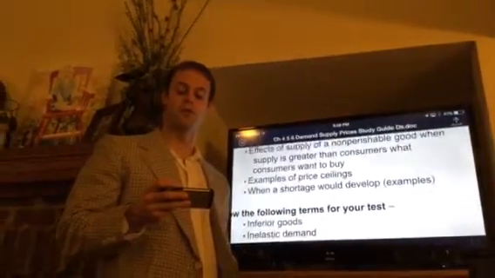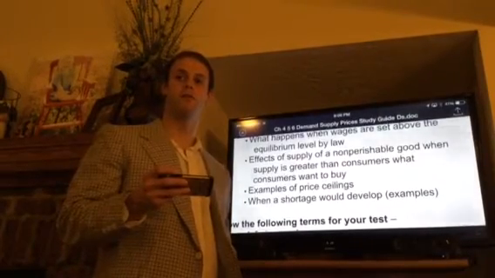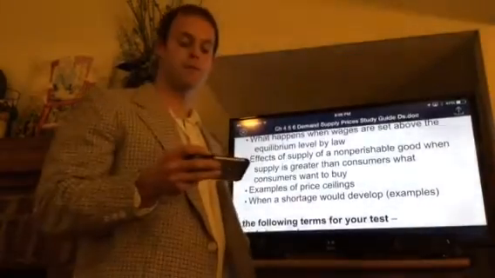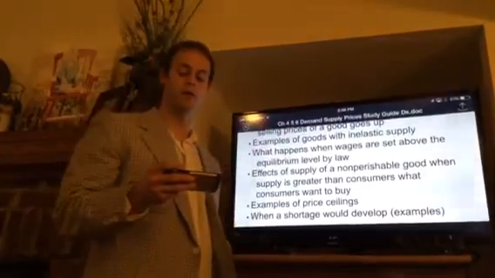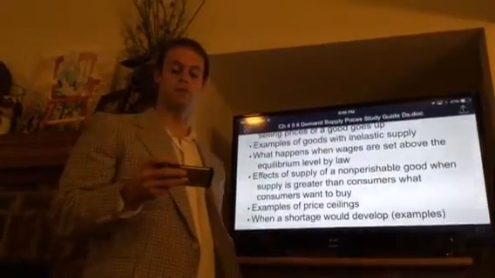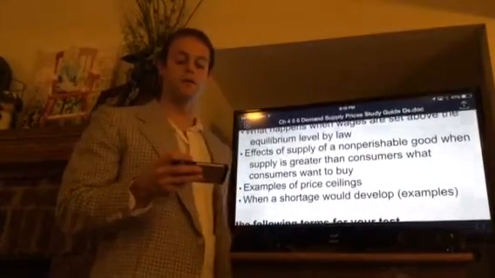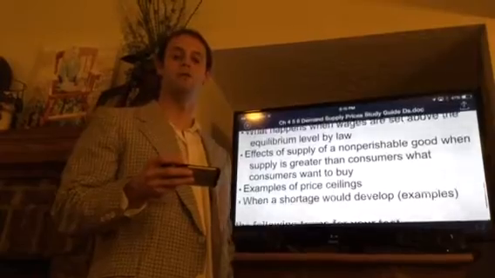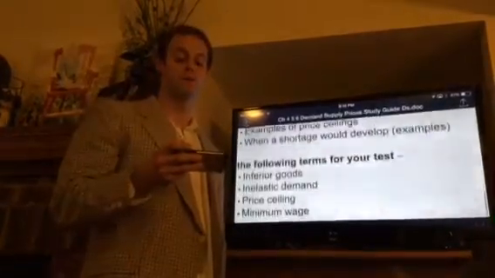When does a shortage develop? A shortage develops when you don't have enough of something. So demand would exceed supply in that one. Going back to this one, effects of the supply of a non-perishable good when supply is greater than customers want to buy. Know this, that if the supply is greater than what consumers want to buy, if supply is high, demand goes down and price will go down, okay?